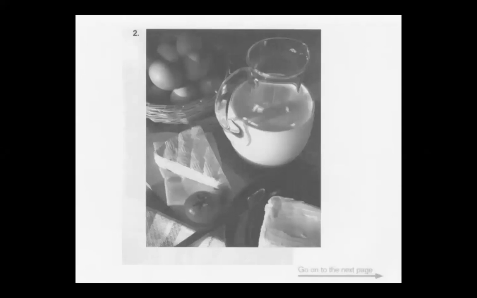Number 2. Look at the picture marked number 2 in your test book. A. The food is being prepared in the kitchen. B. There are chopped vegetables in a bowl. C. There is a stack of eggs in the basket. D. The pitcher on the table is empty. Go on to the next page.